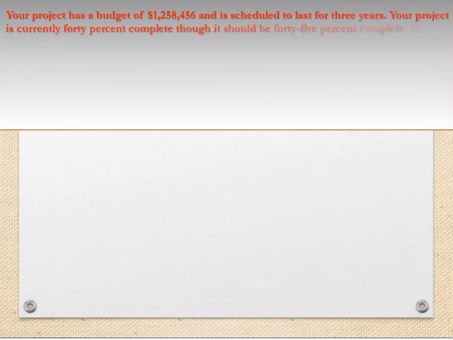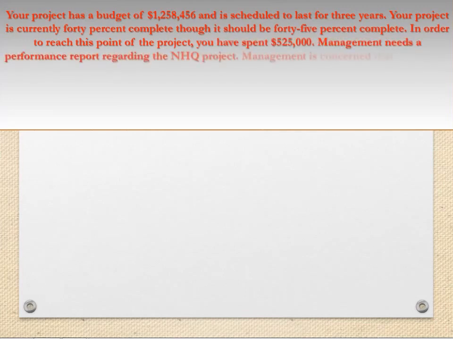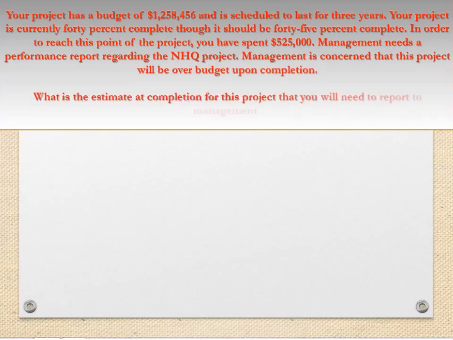Question. You are the project manager of the NHQ project. Your project has a budget of $1,258,456 and is scheduled to last for 3 years. Your project is currently 40% complete, though it should be 45% complete. In order to reach this point of the project, you have spent $525,000. Management needs a performance report regarding the NHQ project. Management is concerned that this project will be over budget upon completion. What is the estimate at completion for this project that you will need to report to management?